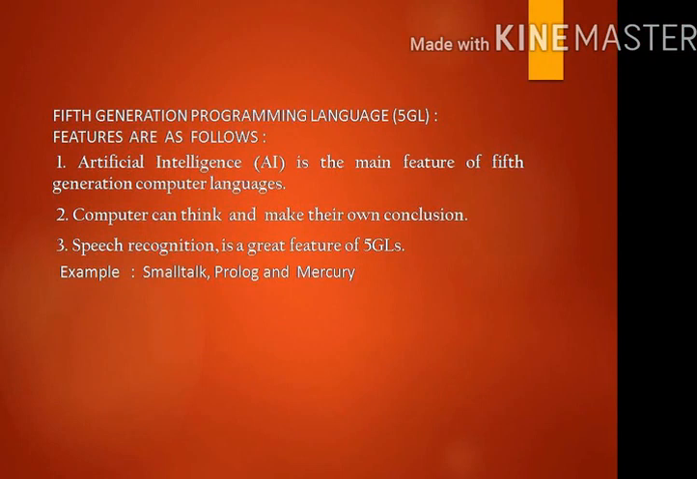The next slide is about fifth generation programming language. The features are as follows. Number 1. Artificial intelligence, in short AI, is the main feature of fifth generation computer language. Number 2. Computer can think and make their own conclusion. Number 3. Speech recognition is a great feature of 5GLs. Smalltalk, Prolog and Mercury are the examples of fifth generation programming language.